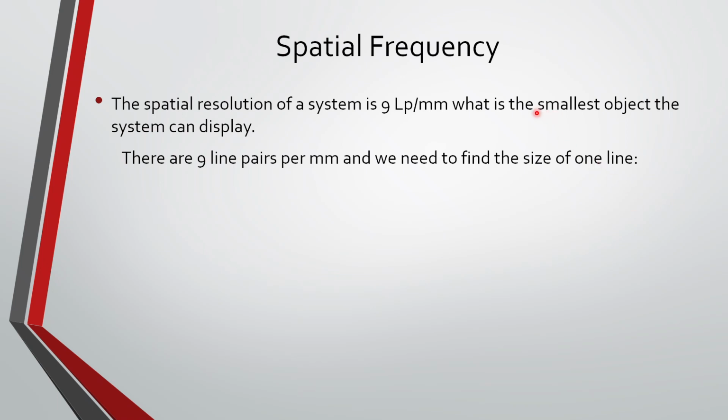What we just learned is that the smallest object the system can display is one line, which is 1 pixel. So there are 9 line pairs, so there's 9 pairs of lines, so that's 18 individual lines per millimeter, and we need to find the size of one line in order to answer what's the smallest object the system can display. So the first thing we'll do is say there's 9 line pairs, and there's 2 lines for every line pair. So that means that there will be 18 lines or 18 objects per millimeter. We can write it like this: 18 objects per millimeter.